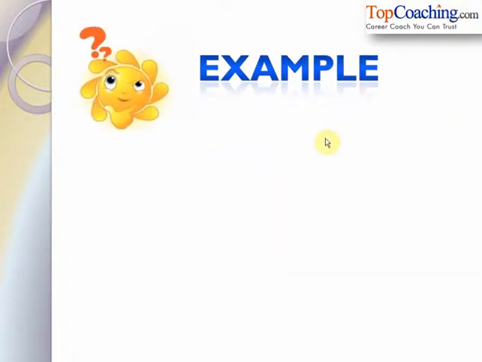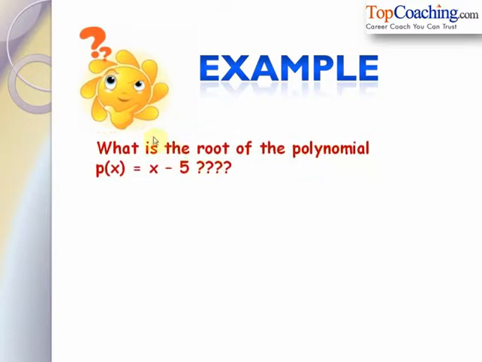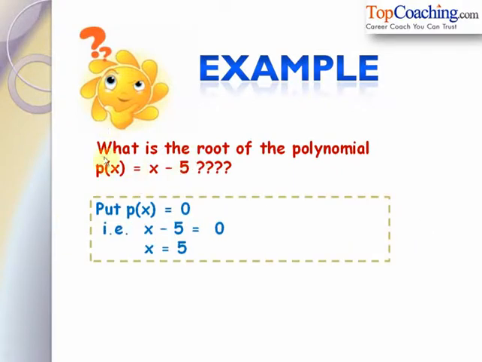Let's try to see one more example. What is the root of the polynomial p of x equal to x minus 5? So we have a polynomial p of x equal to x minus 5, and we have to find out the root of this polynomial. So what we do is, we put p of x equal to 0. This is because we have to find out the value of x which makes p of x equal to 0.